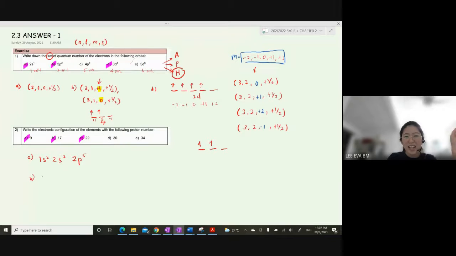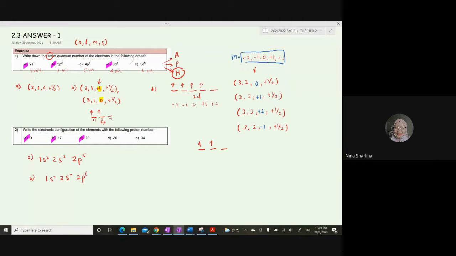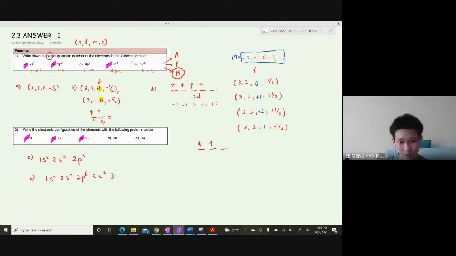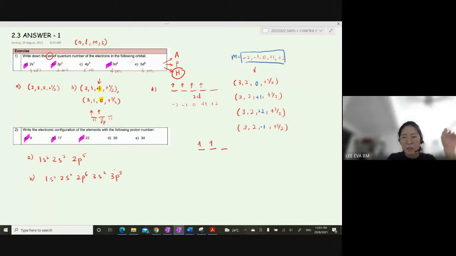Thank you. How about B? 17 proton number. 1s2, 2s2, 2p6, 3s2, 3p5. So every single number you need to follow the maximum. For s, maximum is 2. For p, maximum is 6. For d, maximum is 10. Beyond that, you put into the next level.